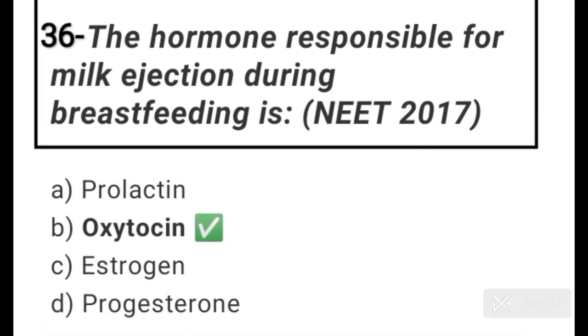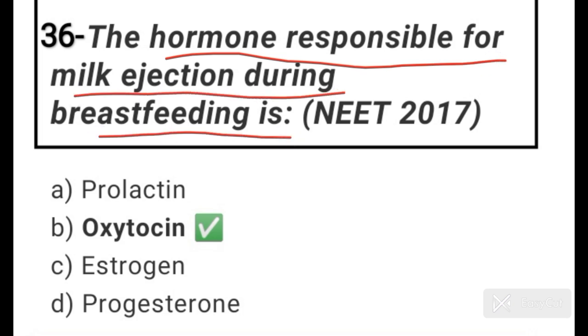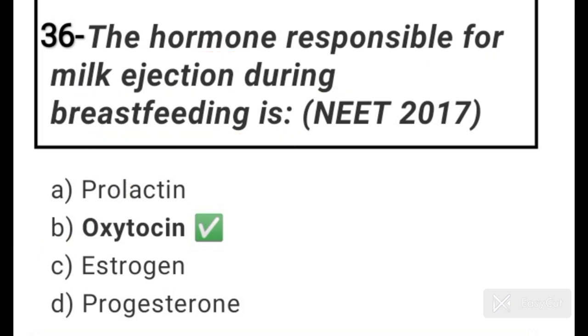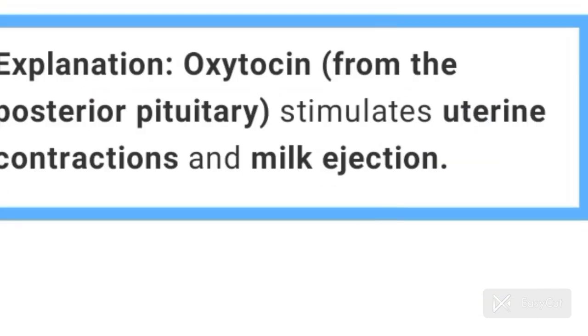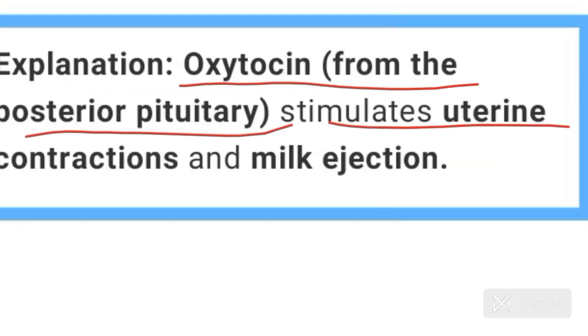Question number 36. The hormone responsible for milk ejection during breastfeeding is? Answer is option B, oxytocin. Oxytocin is released from the posterior pituitary. It stimulates uterine contractions and milk ejection.